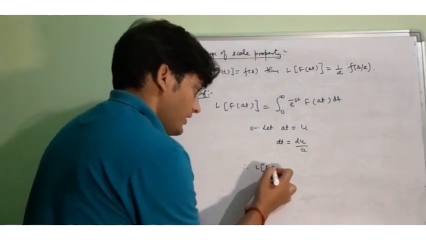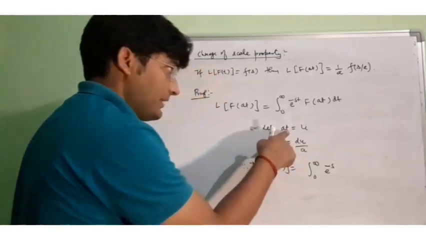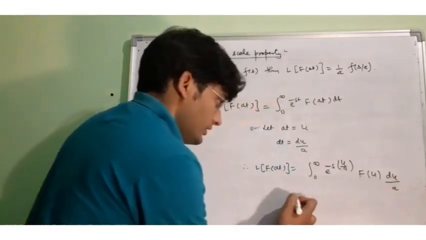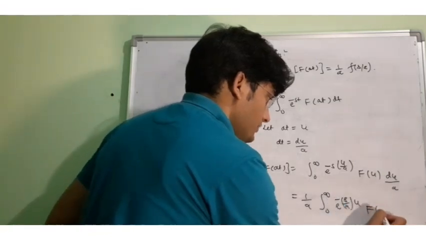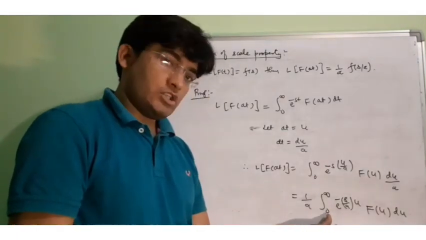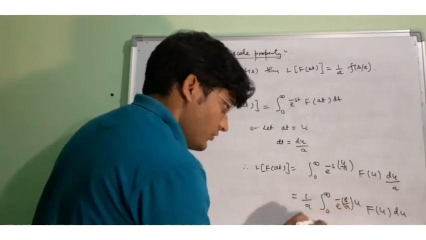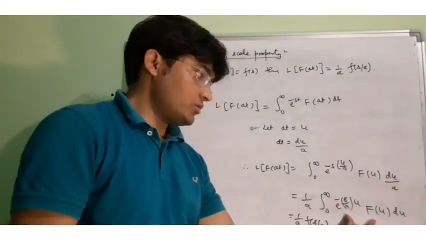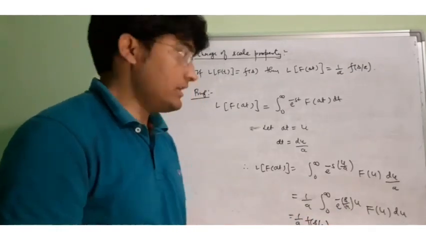Therefore, Laplace of f(at) is equal to the integral from 0 to infinity of e to the power minus s, in place of t we have u upon a, f(u), and du upon a. So this is equal to 1 upon a times the integral from 0 to infinity of e to the power minus s upon a u, f(u) du. In the definition of Laplace transformation, we have the integral of e to the power minus st f(t) dt. So in place of s, now we are getting s upon a. So this is your F(s upon a). This was the definition of Laplace f(t), which is your F(s). Now in place of s, we have s upon a. So this will be your 1 by a F(s upon a).